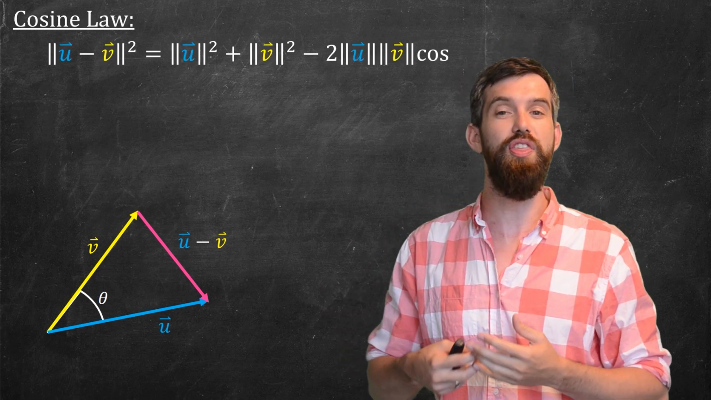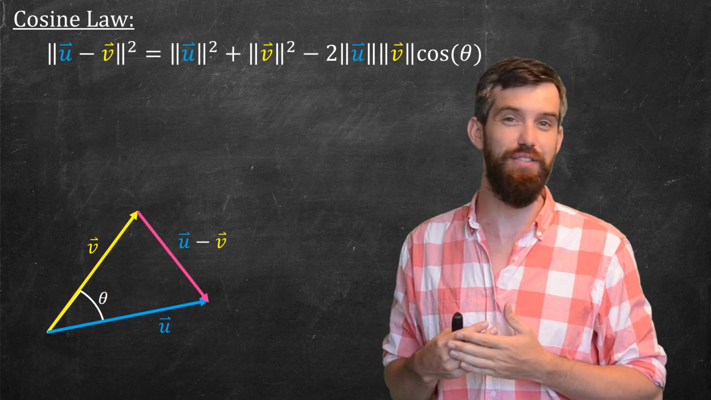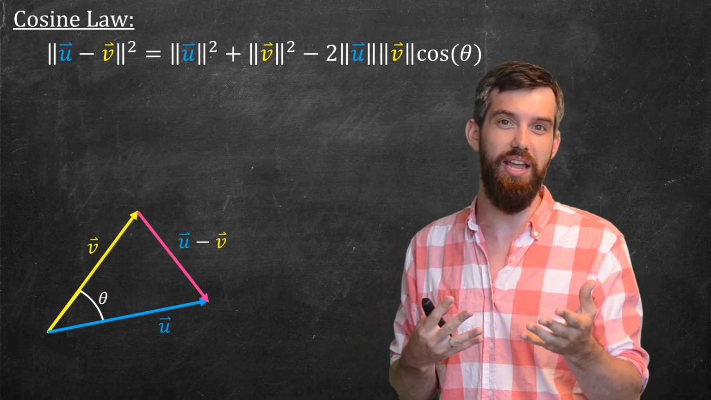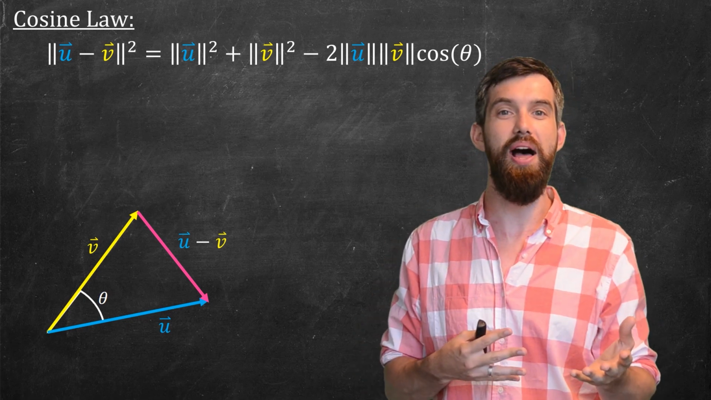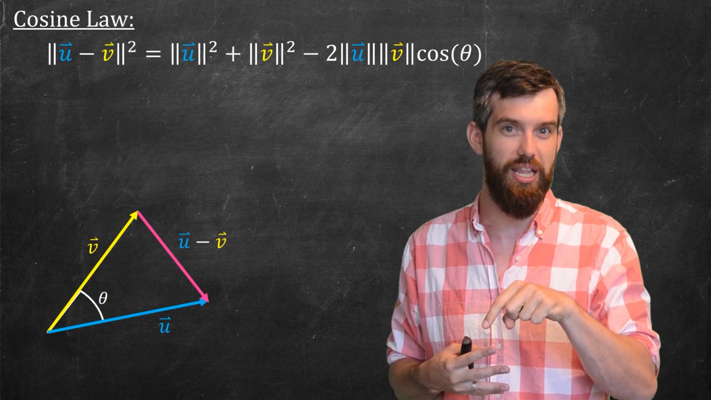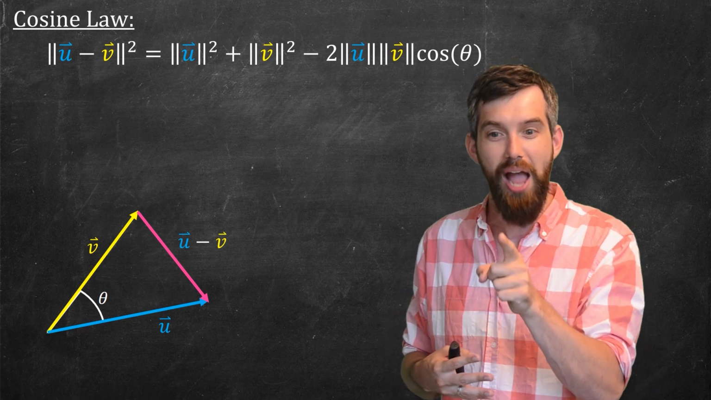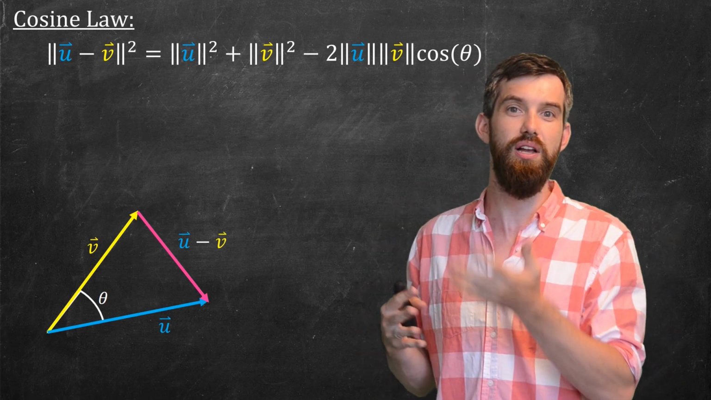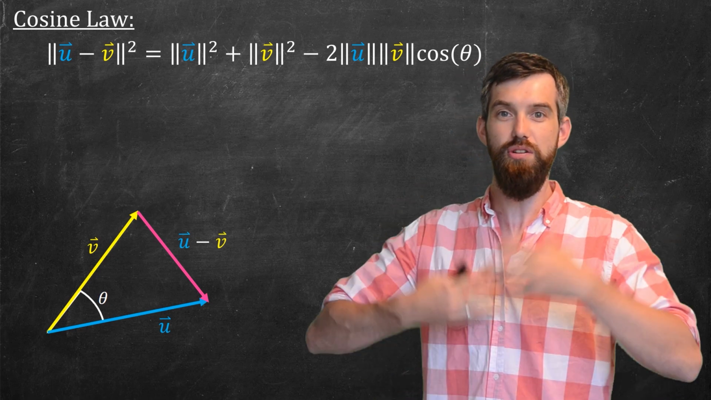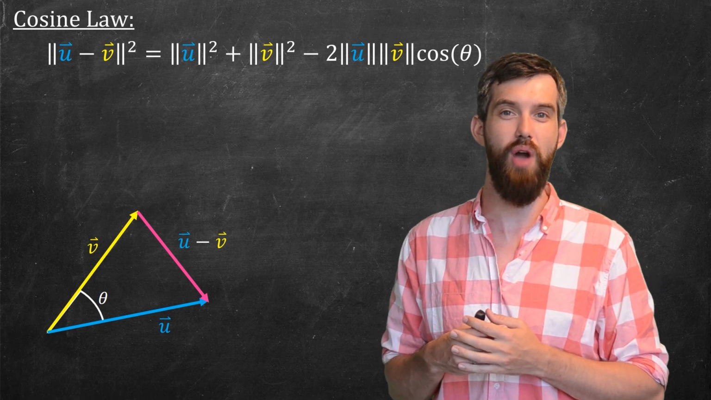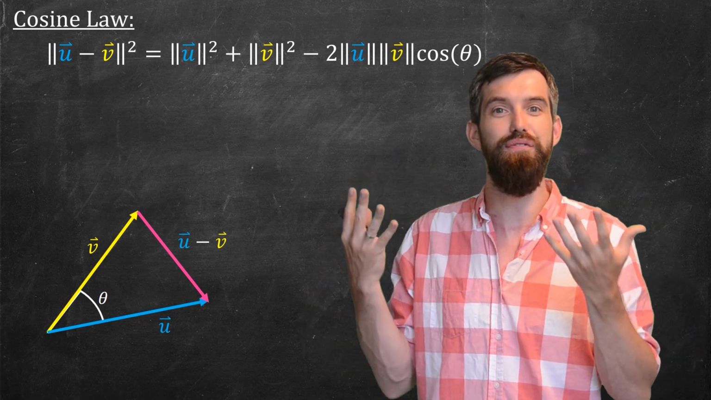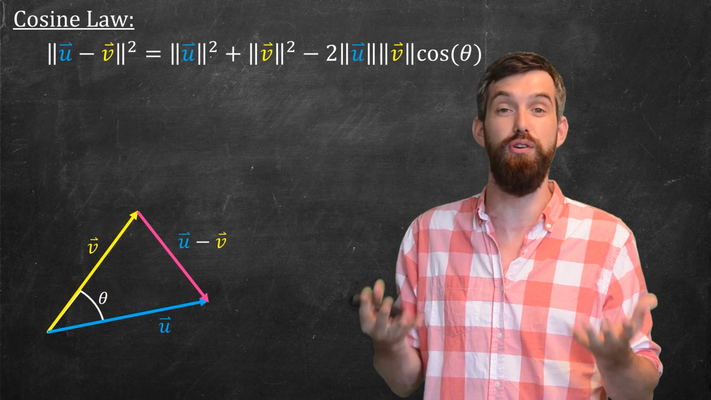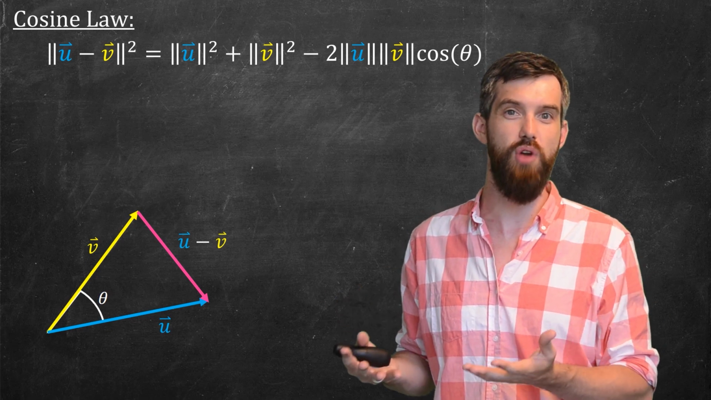If I look at what the length of this u minus v vector is, and I look at the square of that length, then this is nothing but the square of the u vector's length and the square of the v vector's length minus twice the length of u, that's the one side, the length of v, that's the other, cosine of theta. So this is the cosine law applied to our particular triangle, where I'm using the notation of vectors and the length of a vector just to refer to the length of a side of a particular triangle.